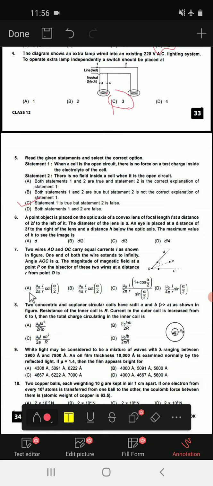We have these four options: A, B, C, and D. Among these options, you have to choose the best answer. See the diagram and answer accordingly.